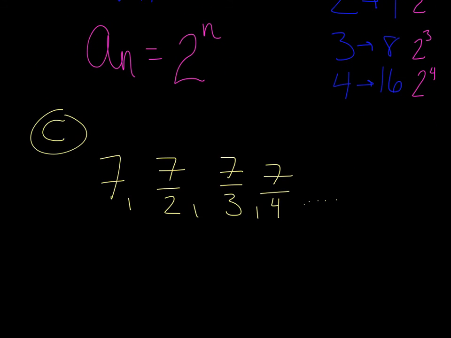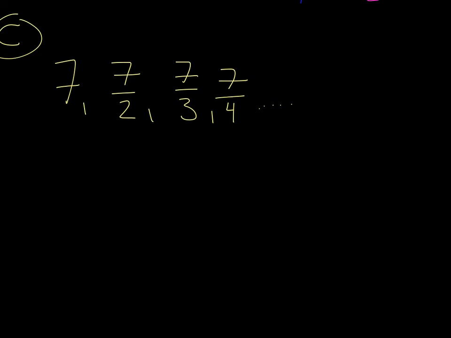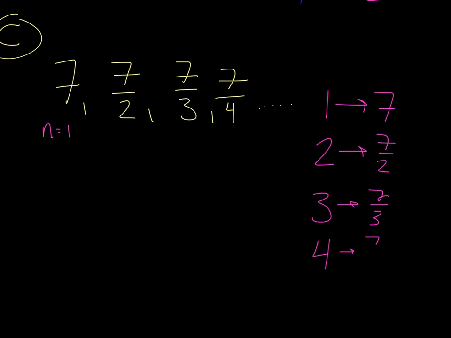All right, here's another sequence. 7, 7 halves, 7 thirds, 7 fourths. So again, I'm saying when I plug in a 1, I want a 7. When I plug in a 2, I want a 7 halves. A 3, I want a 7 thirds. 4, I want a 7 fourths, and this pattern has to continue.